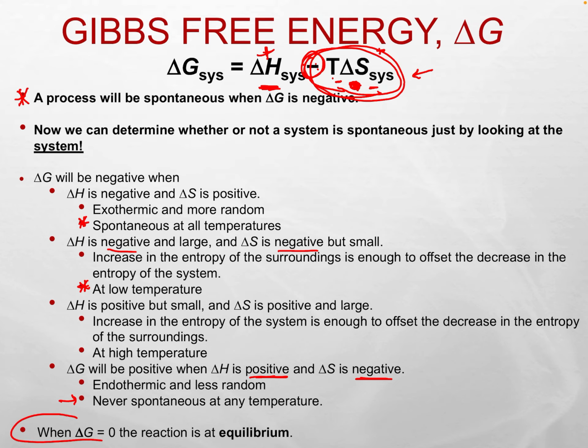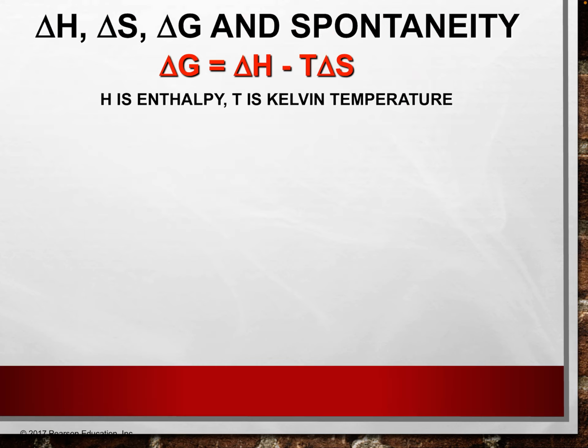This bit at the bottom is important. When delta G is equal to 0, the reaction is at equilibrium. And this will be really useful for finding the temperatures at which phase changes occur. So I would make yourself a note that that's going to be really, really useful for those types of problems.